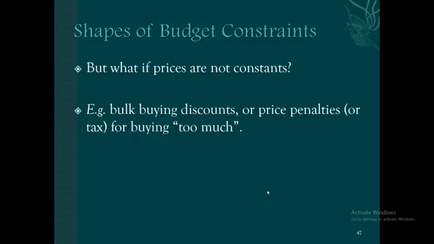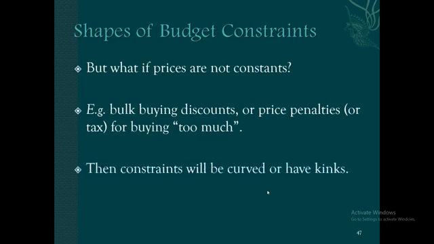So with bulk buying discounts, price penalties for buying too much, or tax, the constraint will be curved or have a kink. For example, I don't know how many of you remember that when demonetization was initially introduced, there was a cap on purchases. For example, if you exceed 2000 rupees of purchase from a consumer shop, then you have to pay tax of some percentage.